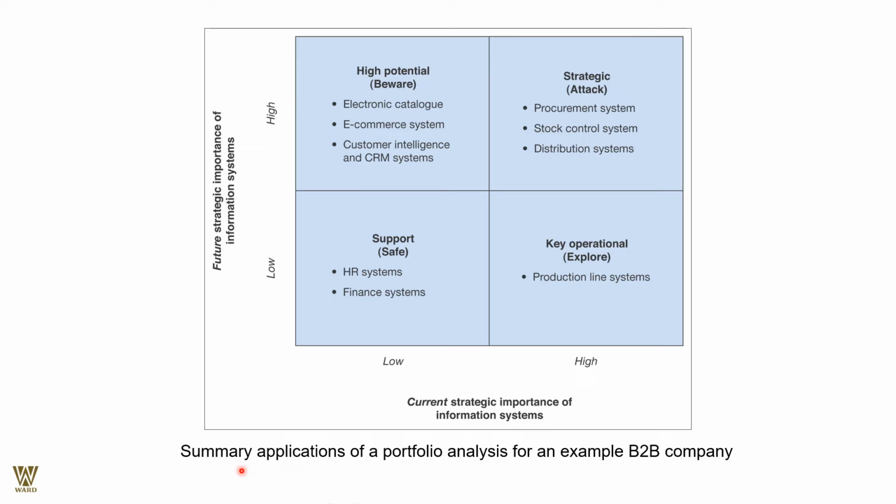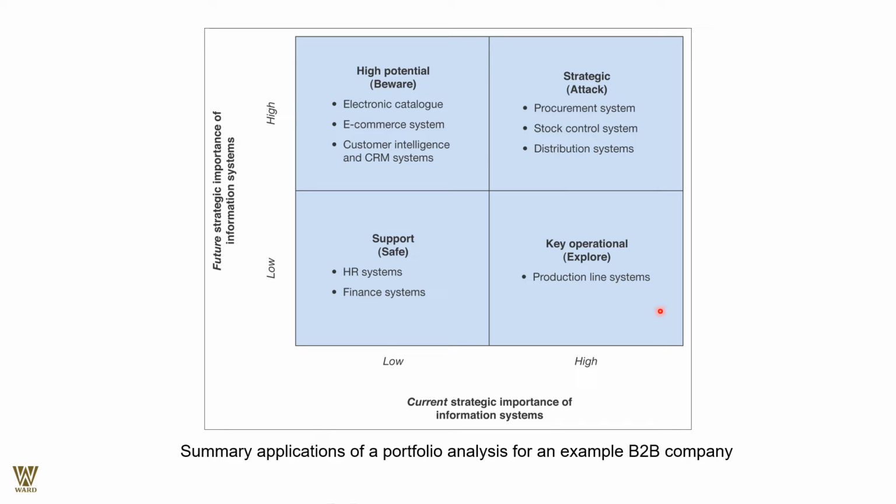Now, let us understand the summary application of portfolio analysis. For example, the B2B company, as the case might be. On the x-axis is the current importance of IT, and on the y-axis is the future importance of IT. When current and future are both low, we are looking at the HR support system. Remember, when the current importance is very high, we are looking at the production line system, on an as-needed basis. It can be mass production, cluster production, made to order, customized, or mass production altogether.